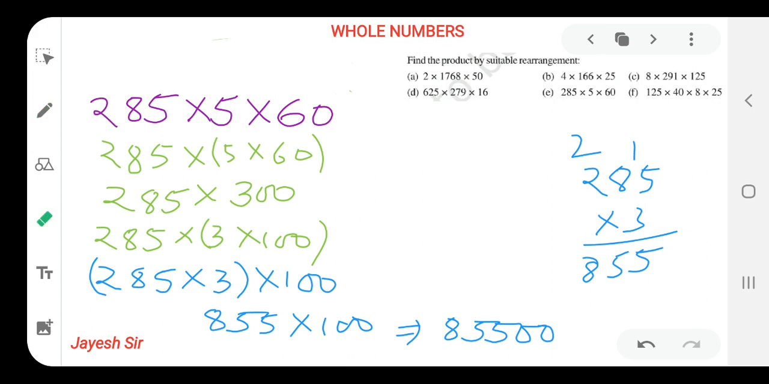So let's begin with the sixth sum. Yes, friends, I hope you all have understood and cleared it properly. And this is the method you have to follow in your exam to gain the marks.